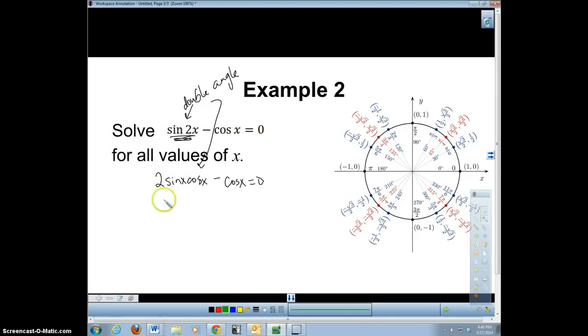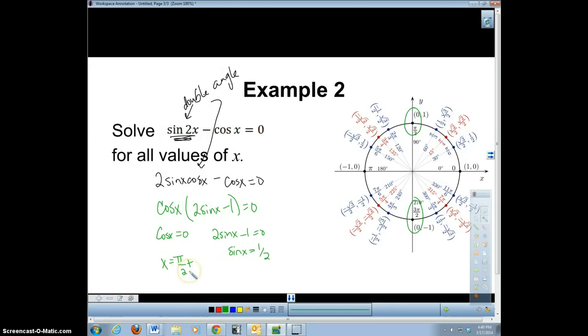So then let's factor out the cosine. So we got cosine x times 2 sine x minus 1 equals 0. And set cosine x equal to 0, and 2 sine x minus 1 equal to 0. When we solve this, we're going to get sine x equals 1 half. So now we're going to look at the cosine. We're going to look for the x value. We're going to get right here pi over 2 and 3 pi over 2.